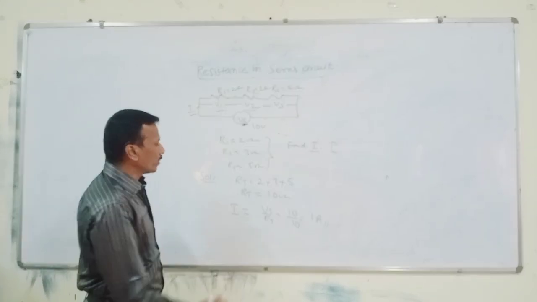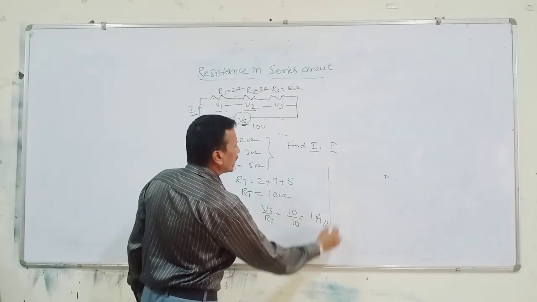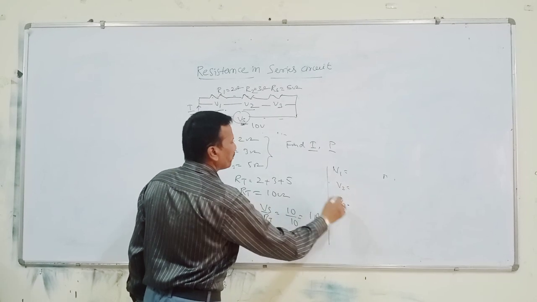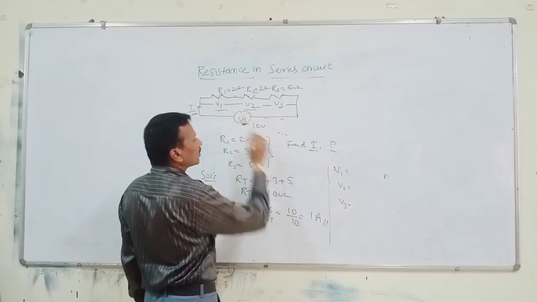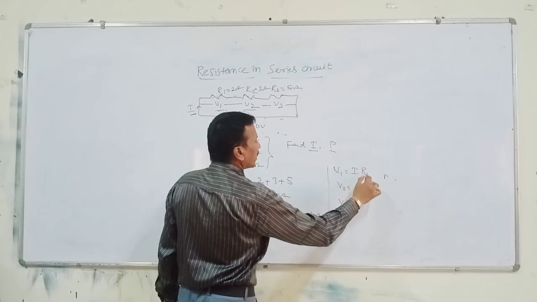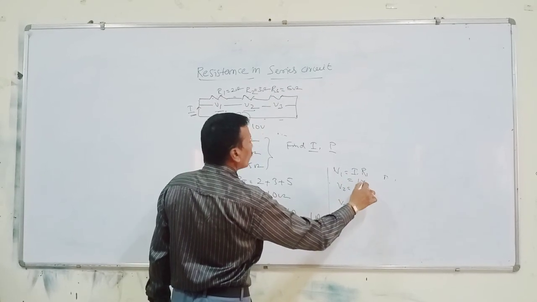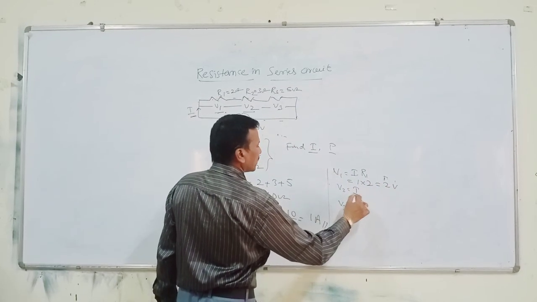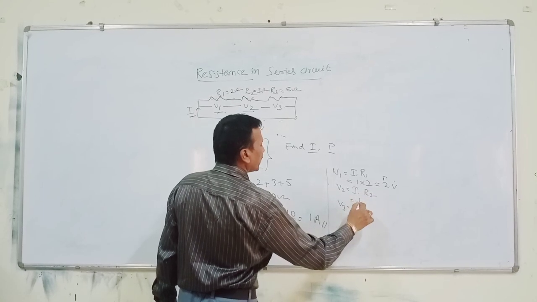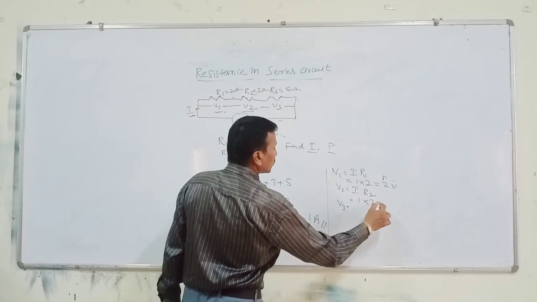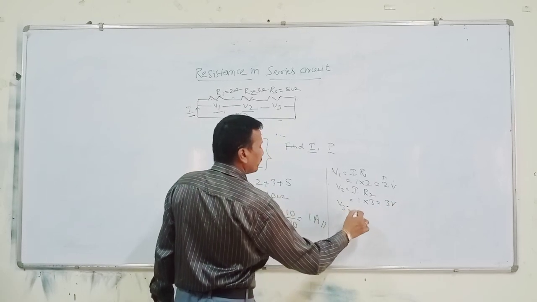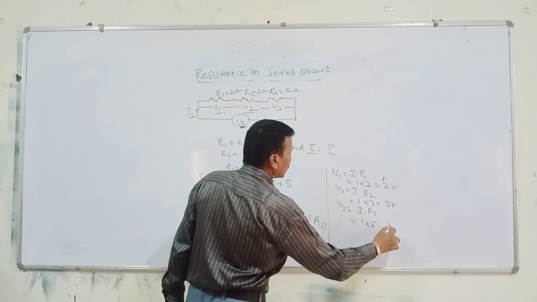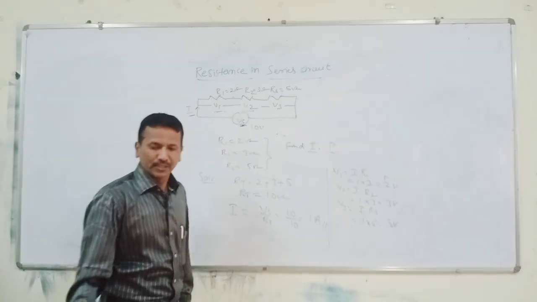Now from this, we can find the voltage drop across each and every resistance. V1 is I into R1. I is 1 and R1 is 2, so this is 2 volts. Next, I into R2. I is 1 and R2 is 3, so it is 3 volts. I into R3 is 1 into 5, which is 5 volts.